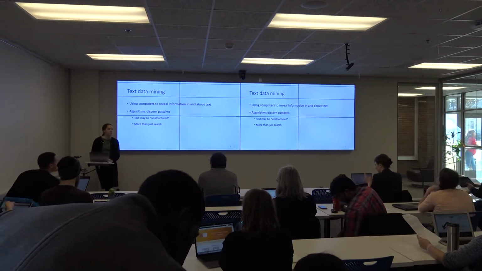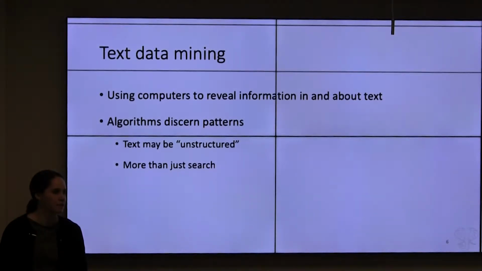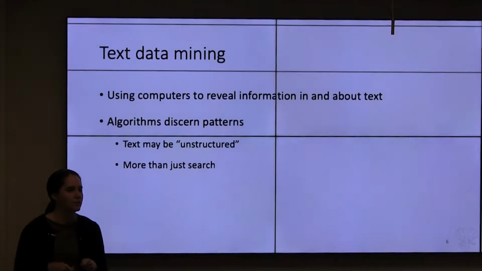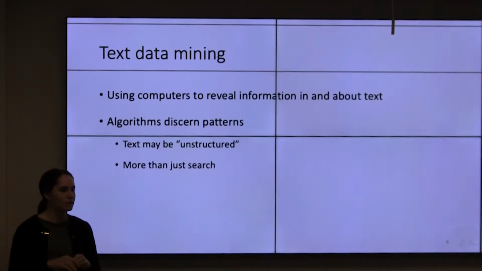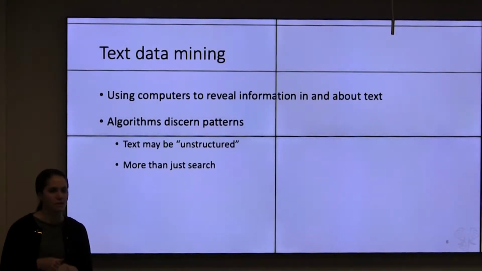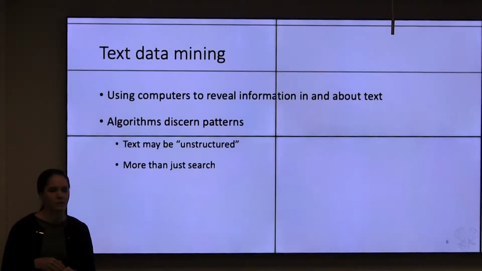So text data mining is using computers to reveal information in and about text. So generally, the text is unstructured, by which we mean that we're talking about free text, so not highly structured, say, in a database. And we use computer algorithms to discern patterns within the text. And it really is about more than just search. So we're not so much interested in trying to discern whether or not the work Moby Dick contains the word whale. But we might want to try to figure out what the use of a term like that tells us something about Melville or about the way that the work was written or about the genre of the work. So we're trying to do a little bit more than just uncovering the existence of something, but trying to really dig into those patterns and see what they tell us about the work.